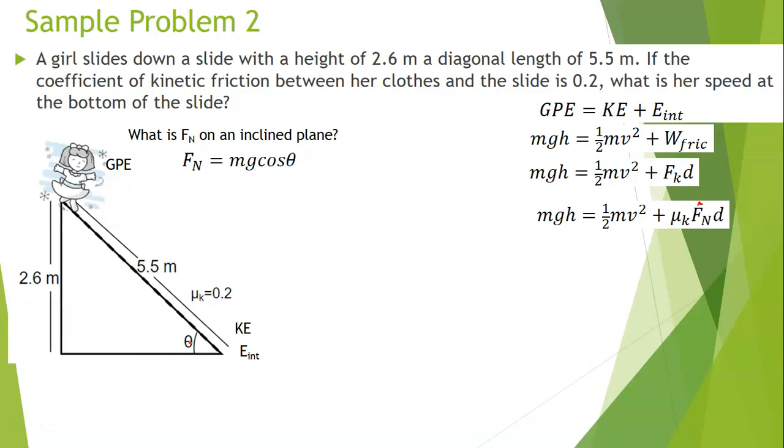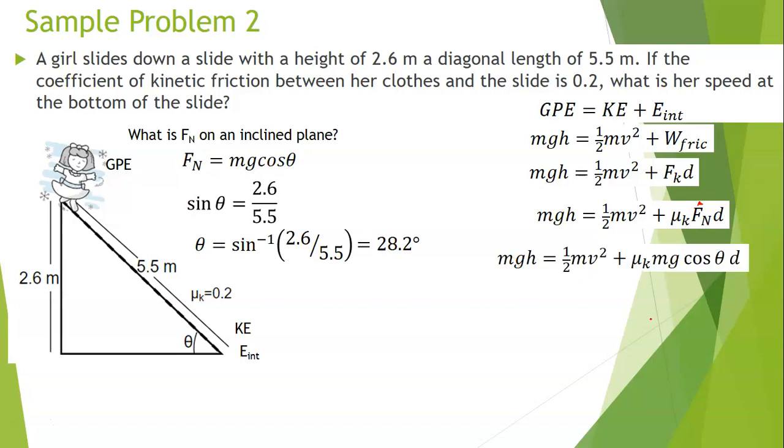We're not given the angle. But we've got two sides of this triangle, so we can use trigonometry to find this angle. So the sine is equal to opposite over hypotenuse. So that's sine of theta equals 2.6 over 5.5. So theta is going to equal the inverse sine of 2.6 over 5.5. So it is equal to 28.2.